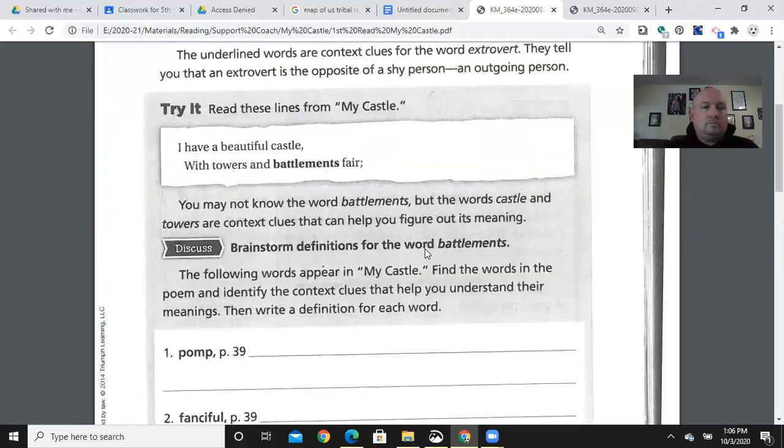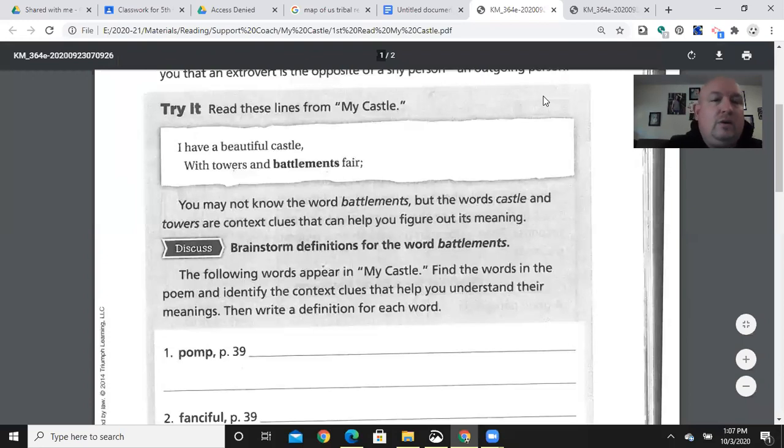Let's try it. We have the following sentence from My Castle. I have a beautiful castle with towers and battlements fair. You may not know the word battlements, but the words castle and towers are context clues that help you figure out its meaning. Discuss, brainstorm the definitions for the word battlement.